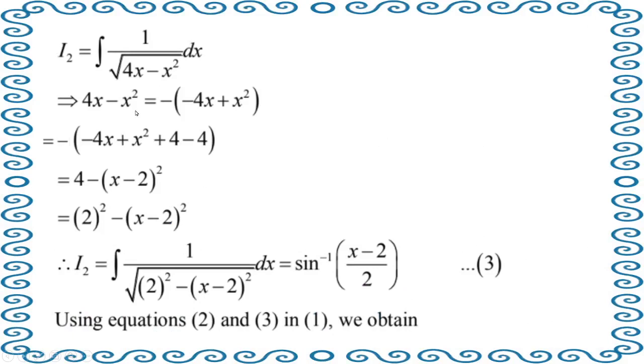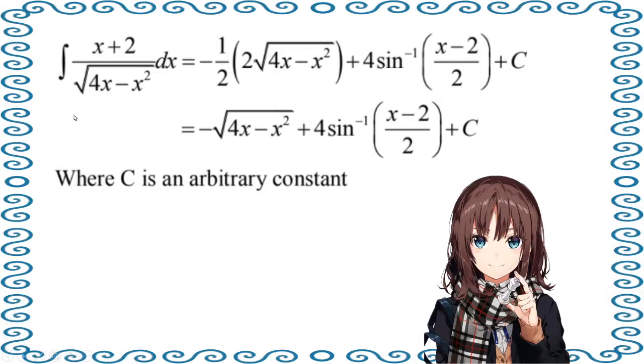So 4x minus x square is equal to, we can take this minus outside, it will be minus (x square minus 4x), and then the same method that we follow, complete the square and then put the values. The given function will become, I2 will become like this, and which form is this? This is root of (a square minus x square), so it is sine inverse x by a. And then put both the values of I1 and I2 in the given integral, and this is the final answer.